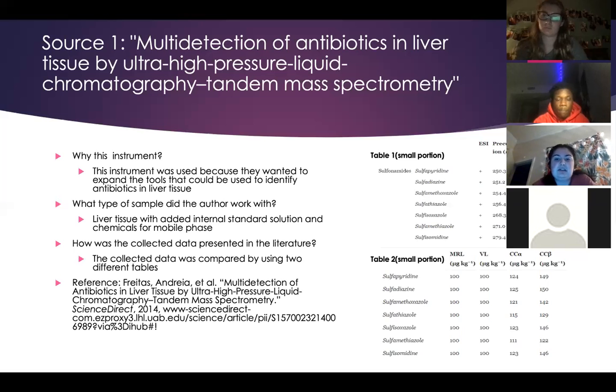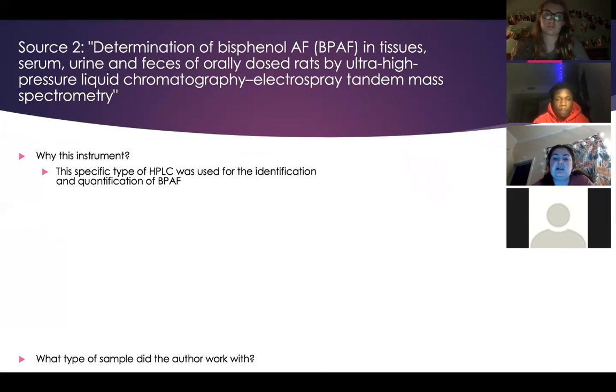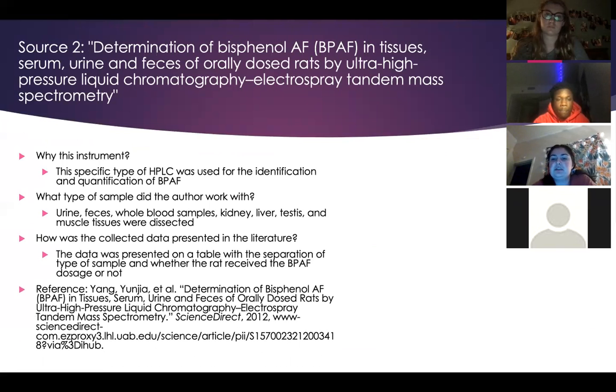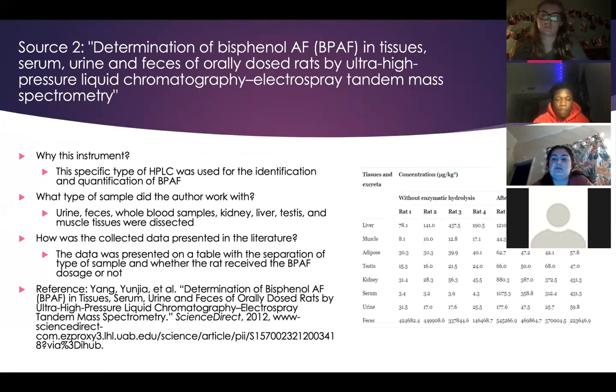And our second source is called Determination of BPAF in tissue, serum, urine, and feces of orally dosed rats by ultra-high pressure liquid chromatography, electrospray, tandem mass spectrometry. BPAF has broad applications in such areas as food processing equipment and electronic devices. There is a concern about the potential toxicity of BPAF. In this study, a simple method was developed for the determination of BPAF in various tissues and excretion of rats after an oral dosage was distributed.